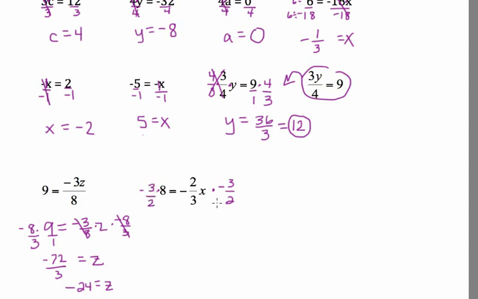Multiplying by that reciprocal undoes this or turns that to a 1x equals, now multiply out our other side, negative 24 over 2, which simplifies to negative 12.